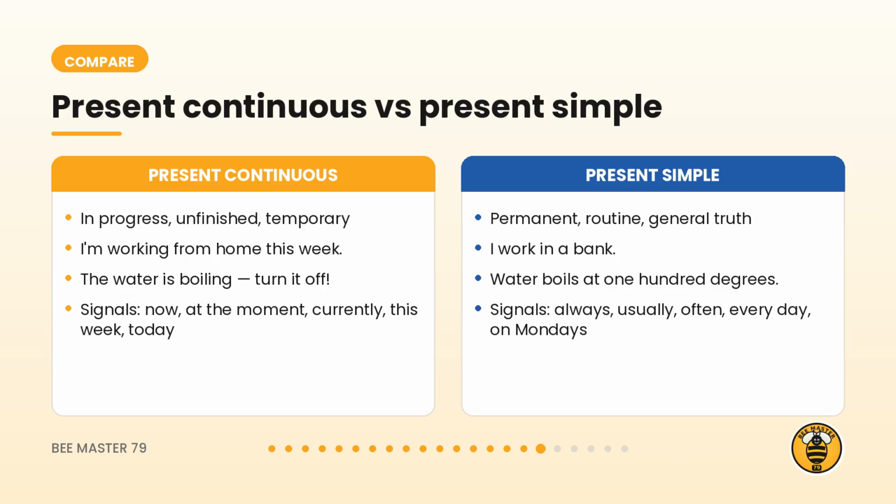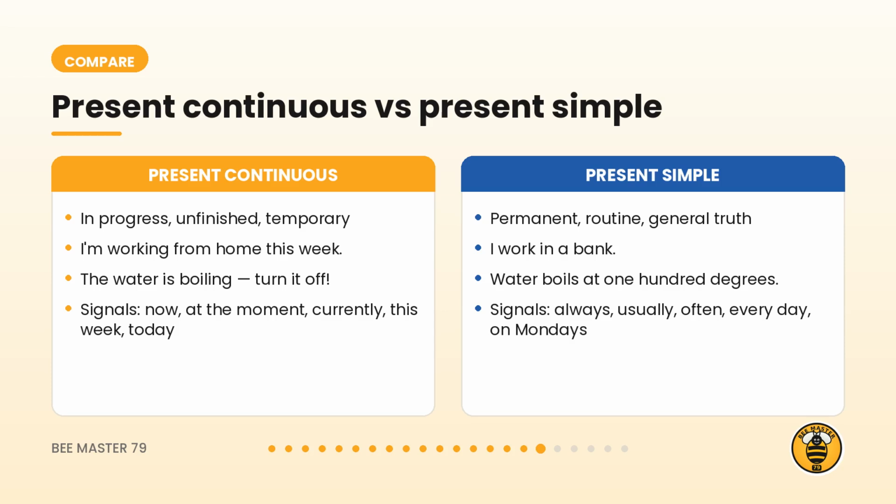Let us put the two present tenses side by side because this is where the real skill lies. The continuous means in progress, unfinished, temporary. The simple means permanent, routine, or a general truth. I work in a bank. That is my job permanently. I'm working from home this week. That is temporary, and it ends on Friday.